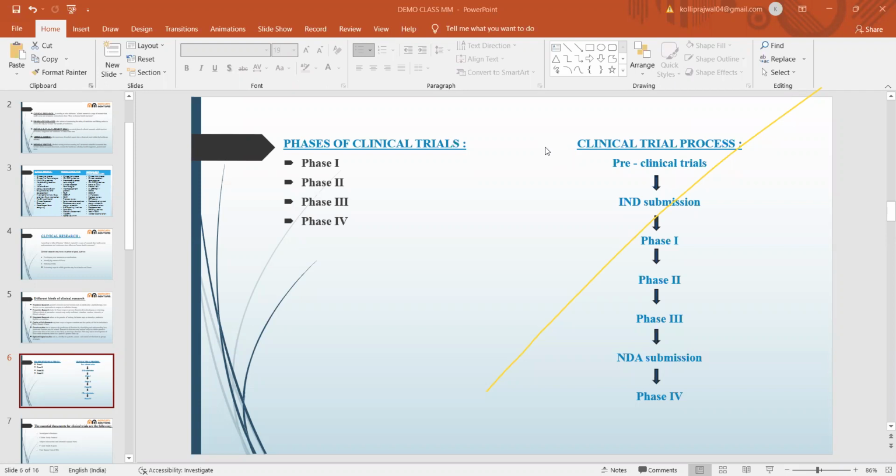And when we launch that drug in the market, we are going to follow up and collect the data about long-term effects of the drugs. Okay, so this is the process of clinical trials. First preclinical trials, then IND submission, then phase 1, then phase 2, after that phase 3, and then again we have to submit NDA application to the regulatory bodies. Once we get approval, only then we are going to go for phase 4.